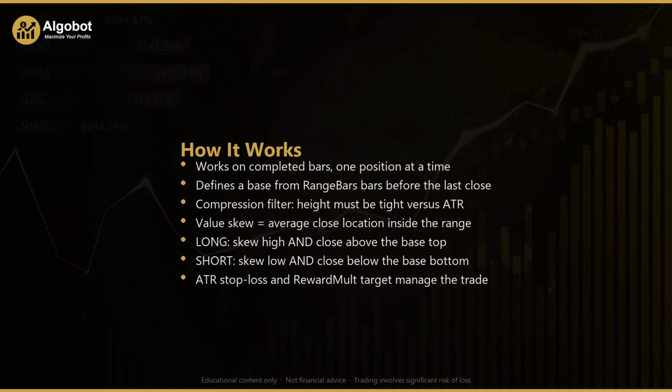Then it measures the value skew. For every bar in the base, it calculates how far that bar's close sat between the bottom and the top of the range, as a fraction from 0 to 1, and averages those fractions. That average is the value skew.